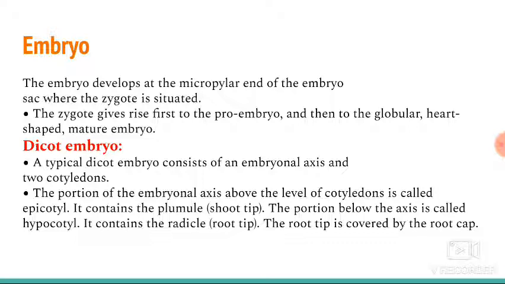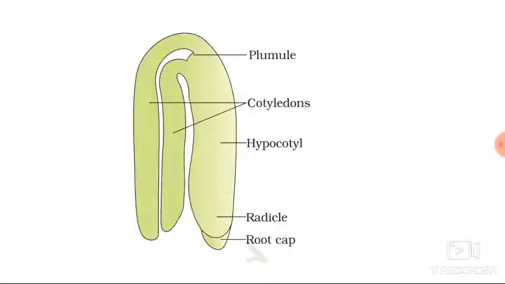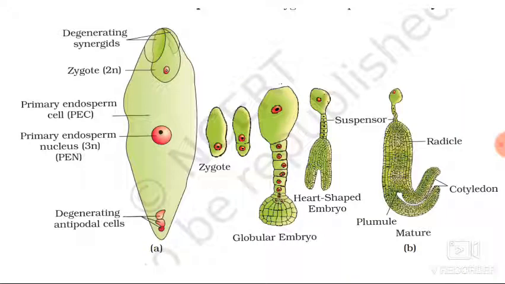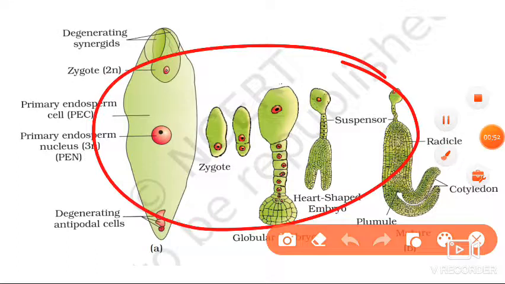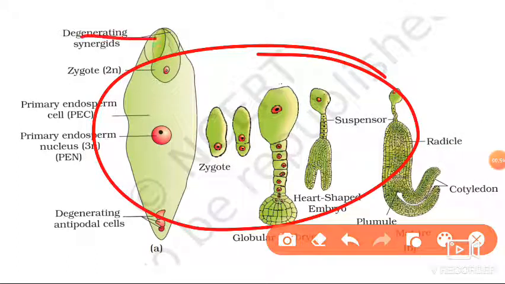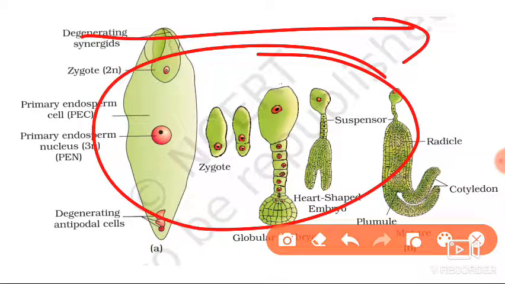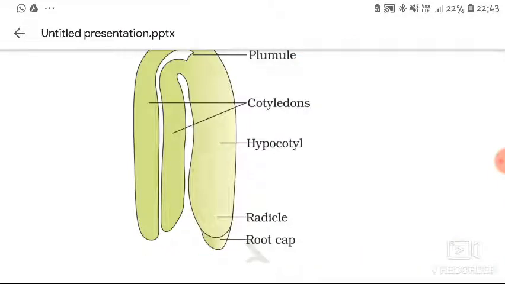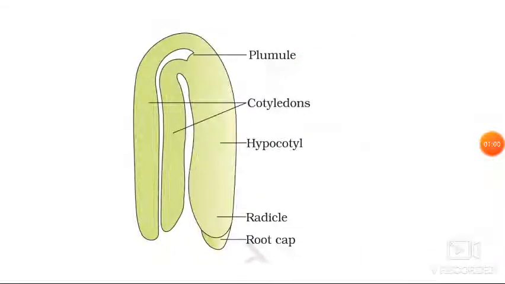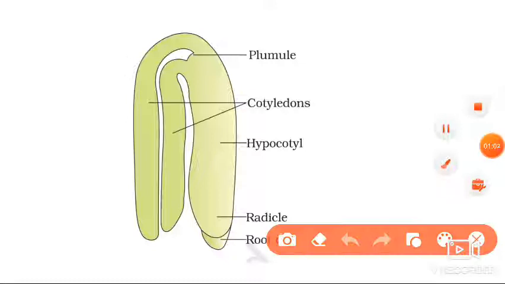Here you can see the structure of the dicot embryo. This is embryogenesis, the development of the embryo. This complete structure, from here to here, is the development of the embryo. Next to that, here you can see the structure of a dicot embryo. This is the dicot embryo.